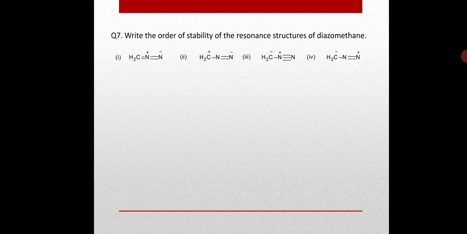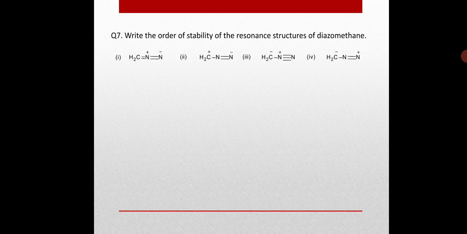So first find out the number of covalent bonds present in these structures. Structure 2 and structure 4 are forming a lesser number of covalent bonds compared to structure 1 and 3. So which will be the less stable structure? Structure 2 and structure 4 will be less stable compared to structure 1 and 3.